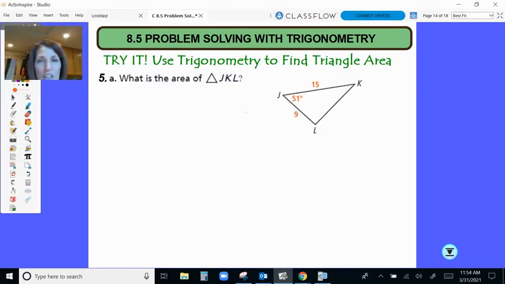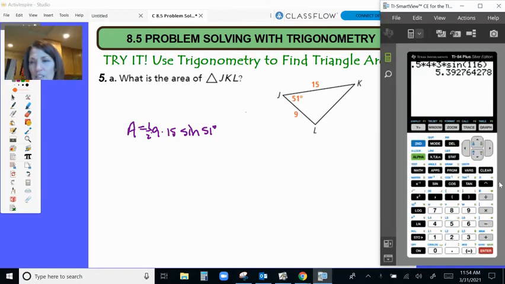All right, let's look at another. What is the area of JKL? We have angle J, so we're going to use these two sides. Our area equals 1/2 times 9 times 15 times the sine of the angle between them, sine of J, 51 degrees.